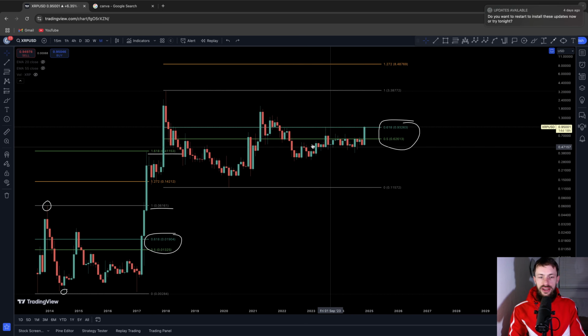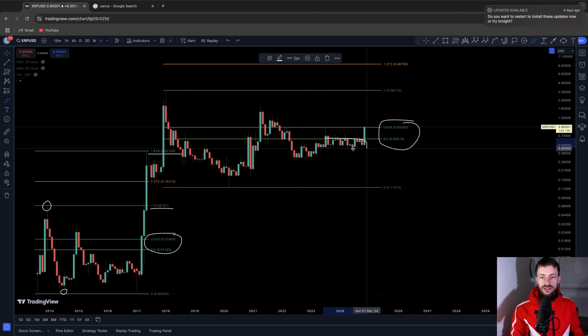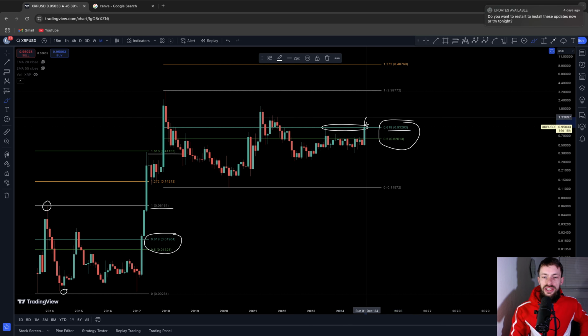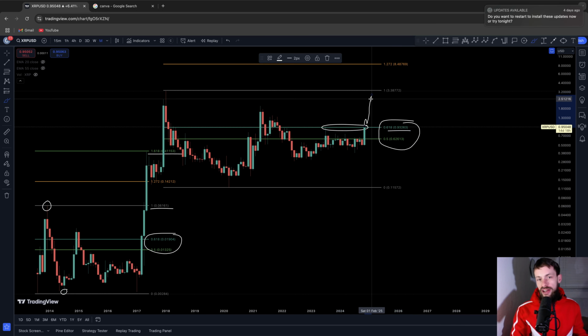And finally, after all that time of consolidating under resistance, it actually managed to get a breakout. So fantastic signs, but just be cautious because we are right on the 0.618 resistance point at 93 cents. So if we can see XRP clear and hold this, I think it's moonshot, and I think the all-time high could come pretty damn soon, within the next couple of months.